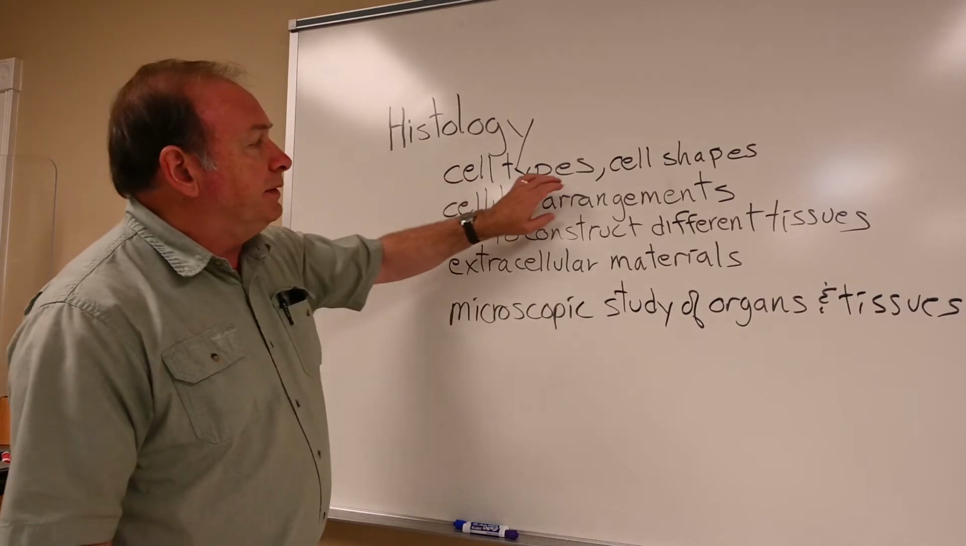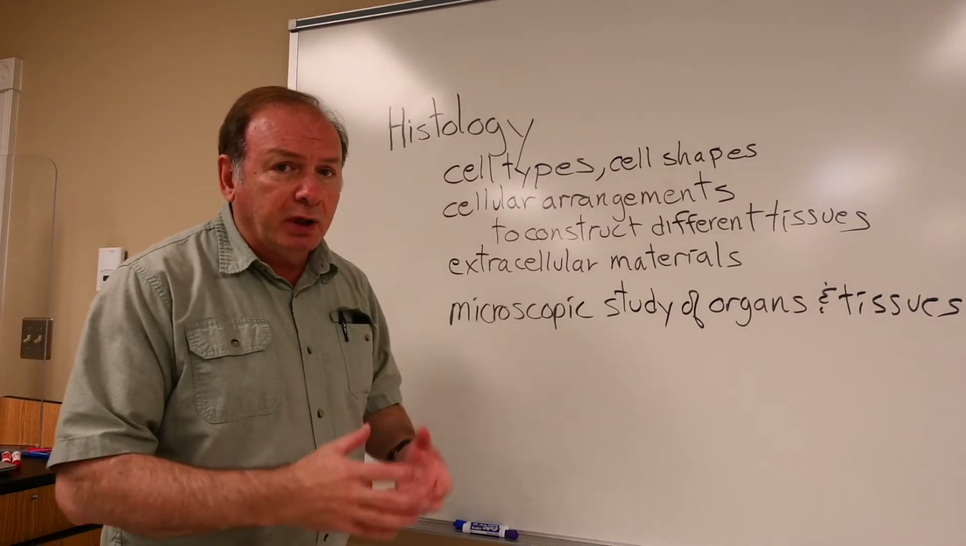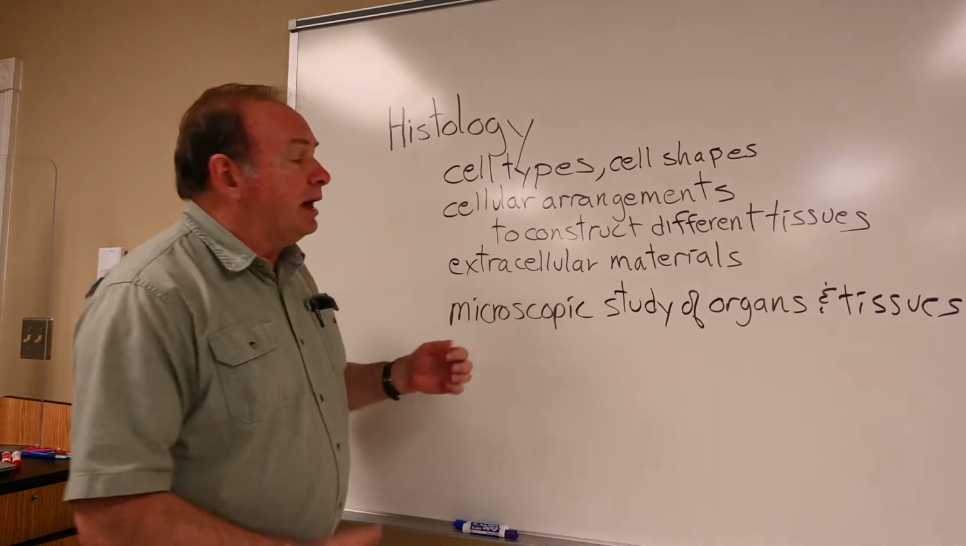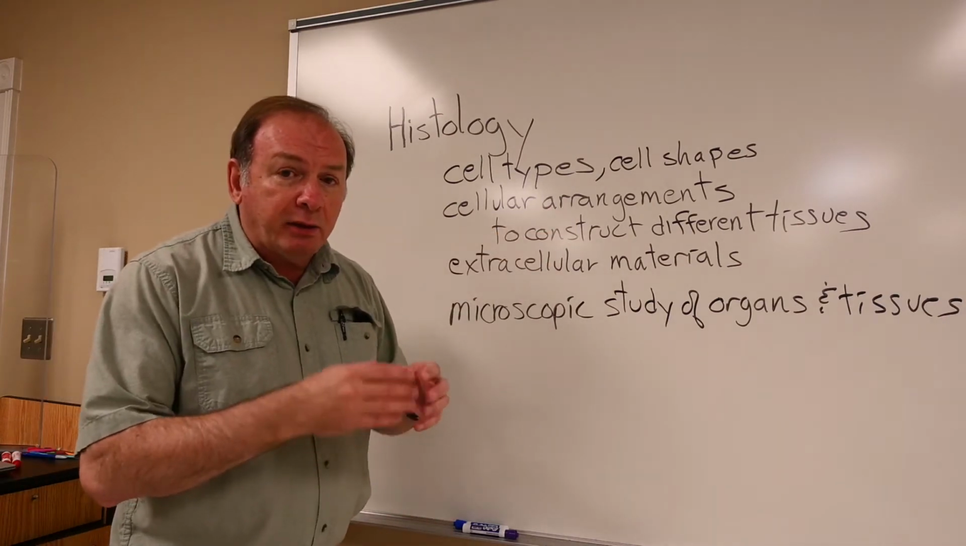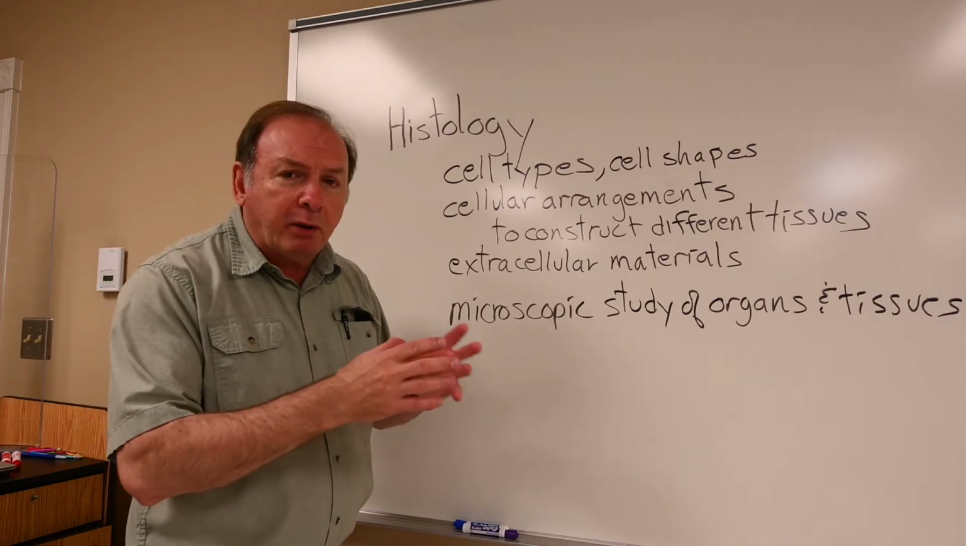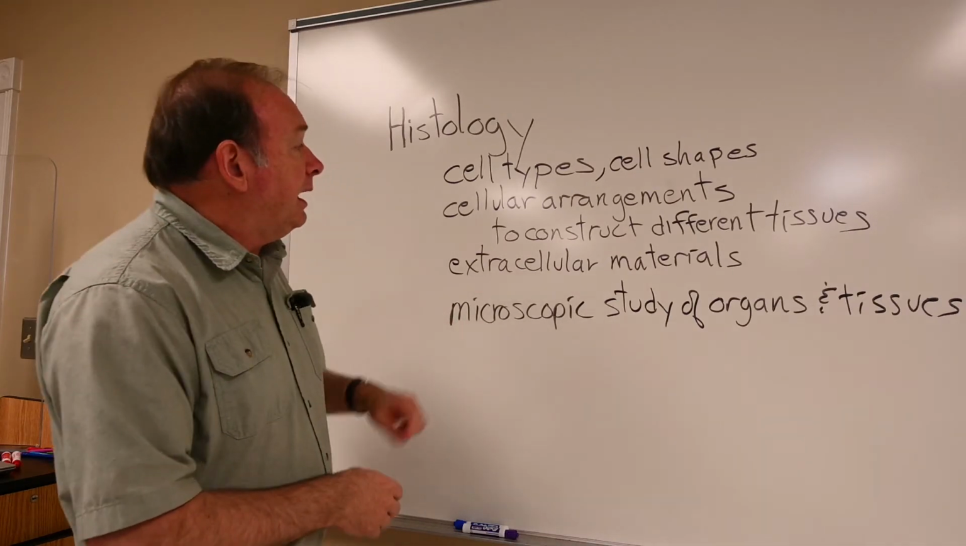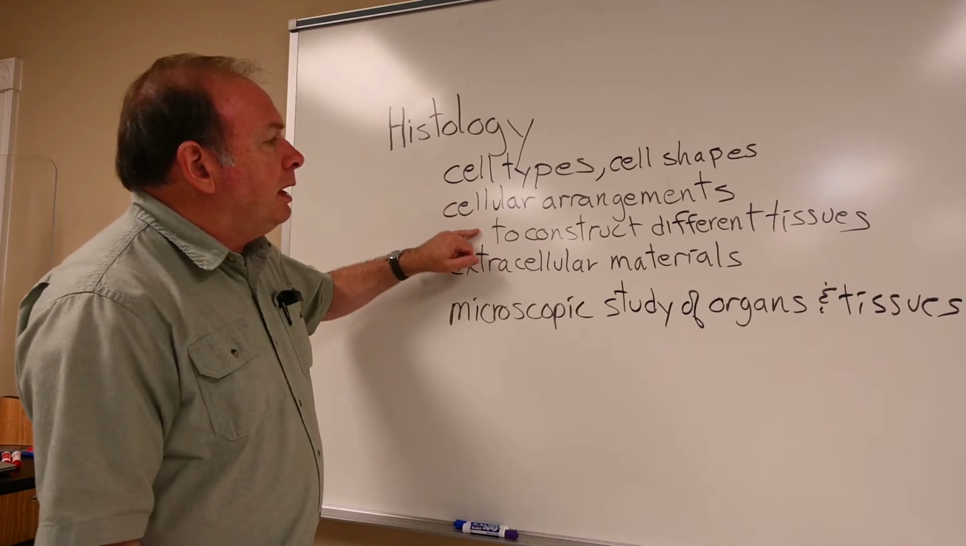Specifically, you're looking at all the different cell types and cell shapes that make up your different tissues, how they're arranged, your cellular arrangement. Are they packed tight together? Are they in rows? Or how are they joined together? The connections between cells.